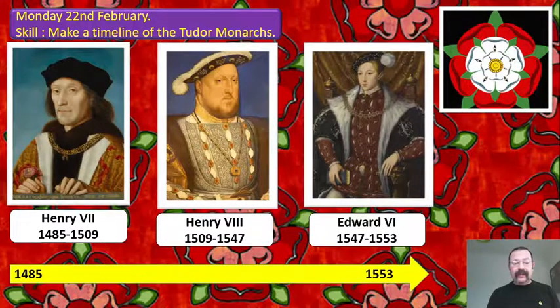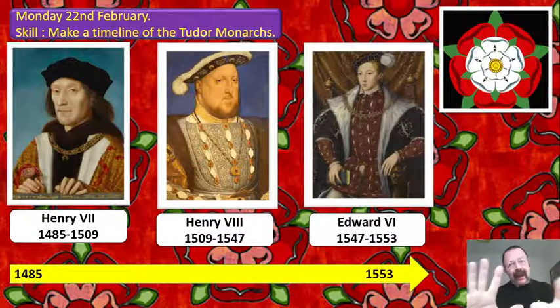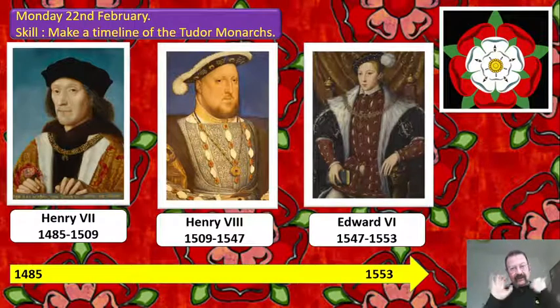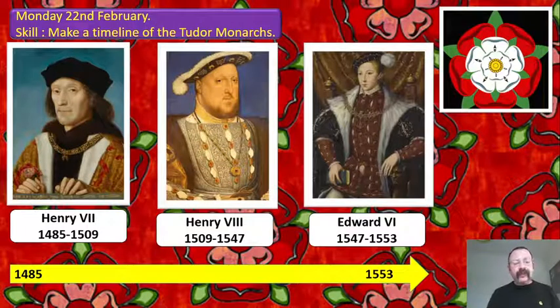So that was the first 3 monarchs. All you've got to remember is there were 6. Okay, so 6. We're halfway through on our timeline. So you can see at the bottom there, we've got up to 1553.